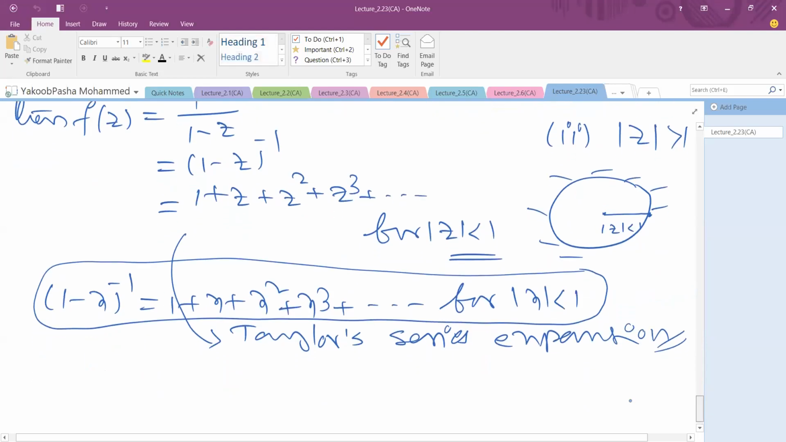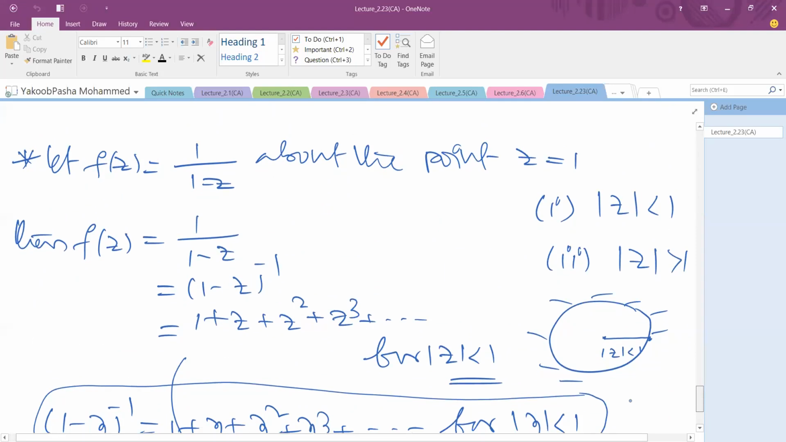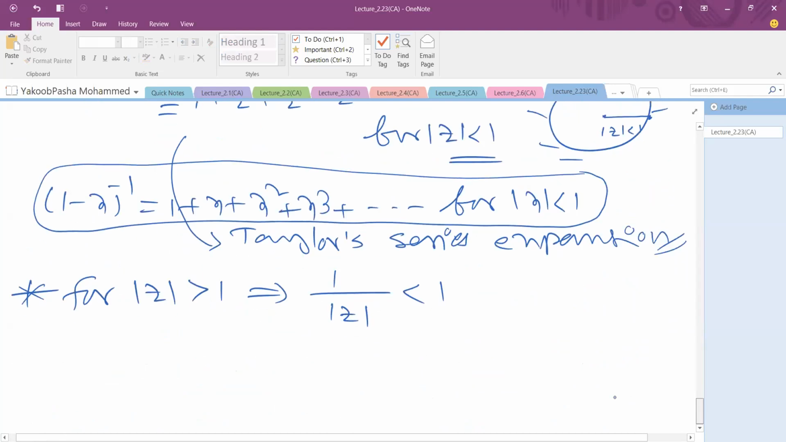Now for this function, we have one more choice, that is modulus of z greater than 1. So for modulus of z greater than 1, we take the reciprocal: 1 by mod z is less than 1. When we take the reciprocal, the inequality changes, so we can write 1 is less than modulus of z.